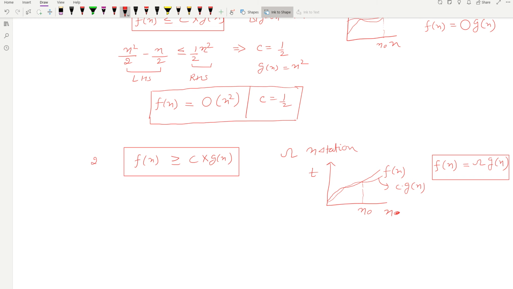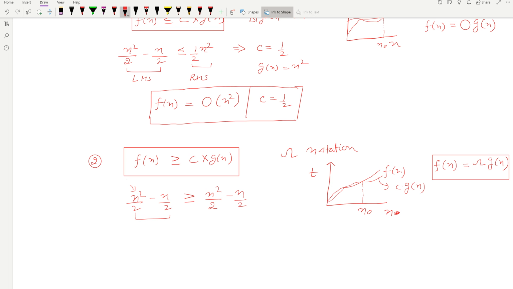So let's prove this second part. So what is f of n here? F of n here is n square by 2 minus n by 2 greater than or equal to. So what term are you going to write on the right hand side so that the left hand side will always be greater? If you write n square by 2 here, we are subtracting n by 2 from n square by 2. So if you write n by 2 here, then this will become the same, but the left hand side will not be greater.